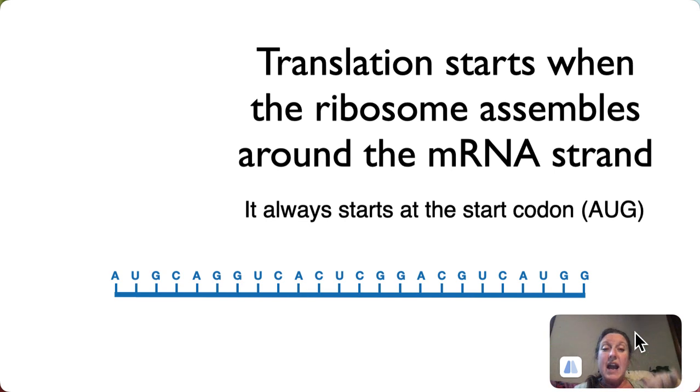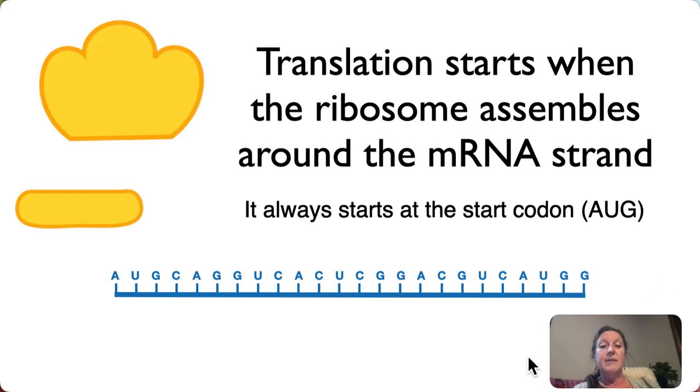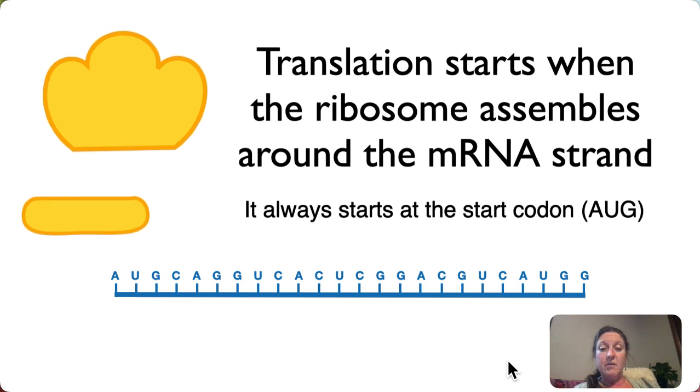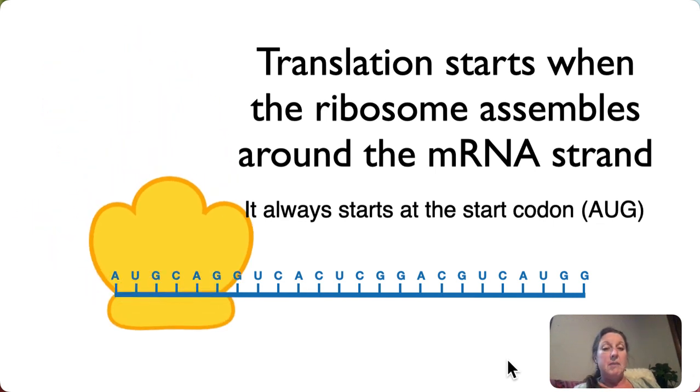So we've made our mRNA, it's been processed, and now it's found its way to a ribosome. And translation starts when the ribosome assembles around the mRNA strand. The ribosome is always made of two subunits, and they sort of sandwich around the messenger RNA. So here are the two subunits of the ribosome. They sandwich around the messenger RNA, and they always start at what's called the start codon, which is AUG. So here's our AUG. That is the signal to the ribosome that this is the place to park to begin making the protein.